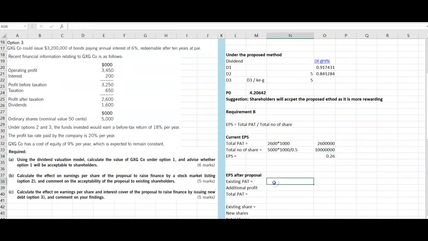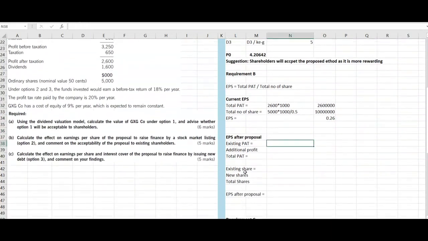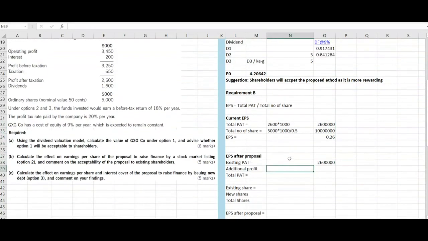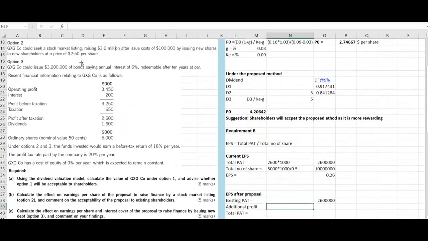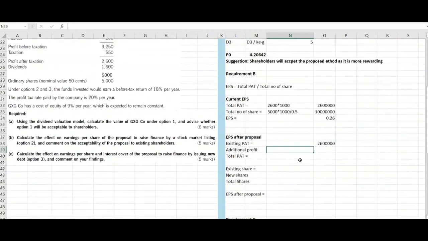So we'll start with the EPS. We'll find out the total PAT and the total shares. For the total profit after tax, first we'll start from the existing PAT. Our existing profit after tax is this number. Additional profit, we'll calculate here. So how much is the company going to raise? It's going to raise 3.2 million. So we'll multiply: it is 3.2 million.